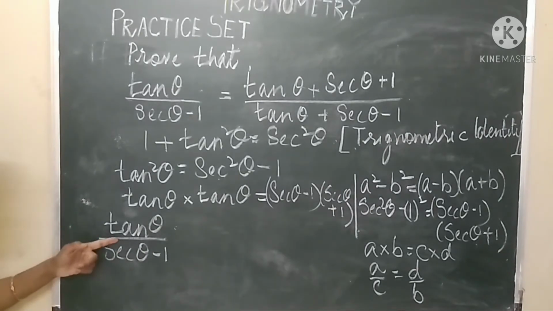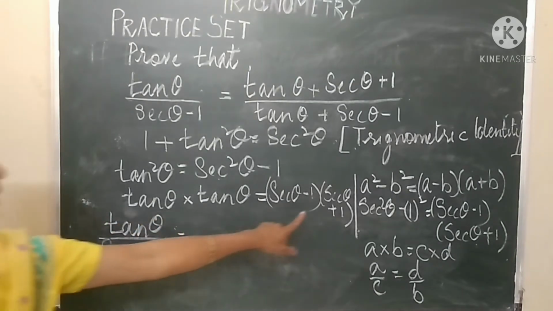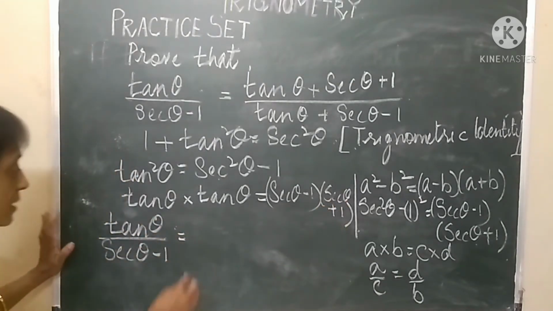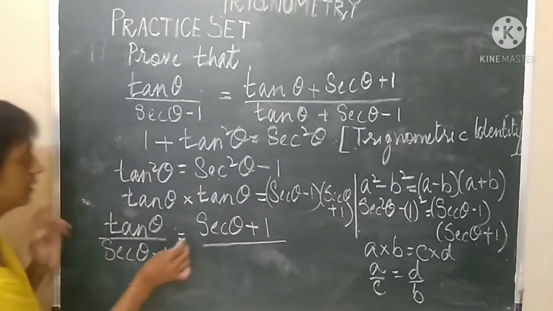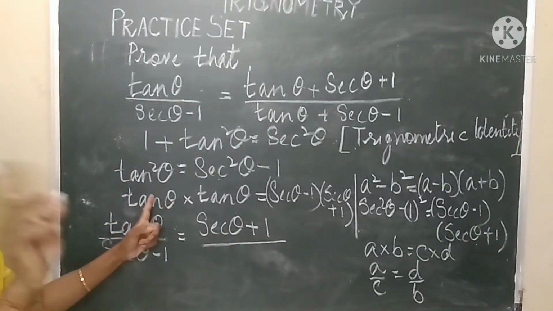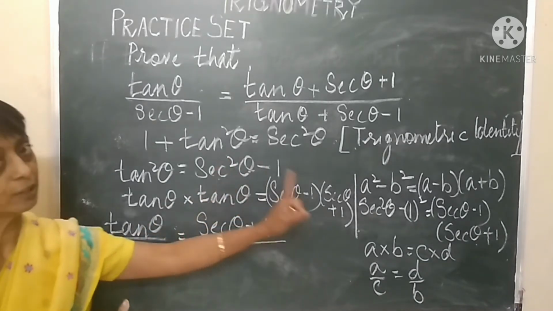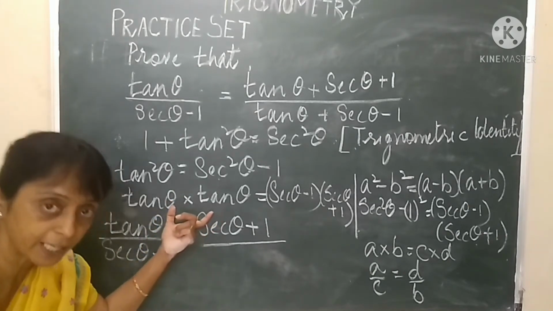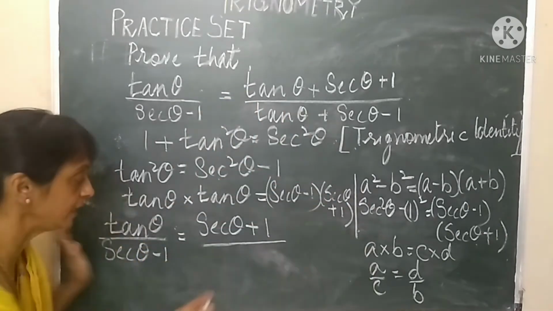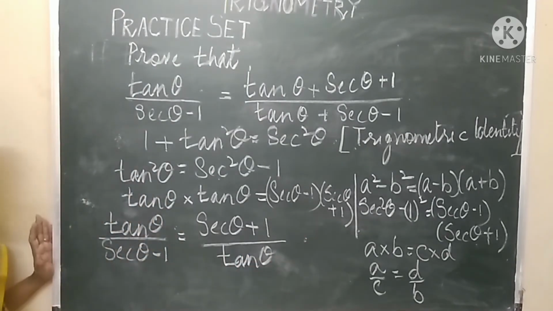It will perform the operation of division, which is equal to, what is left on the right hand side? Sec theta plus 1 upon tan theta. Only one term tan theta is taken in the numerator, the other can be taken on the other side. Again, tan theta on the left hand side is performing multiplication. When it goes on the other side, division. So children, what have we reached to?